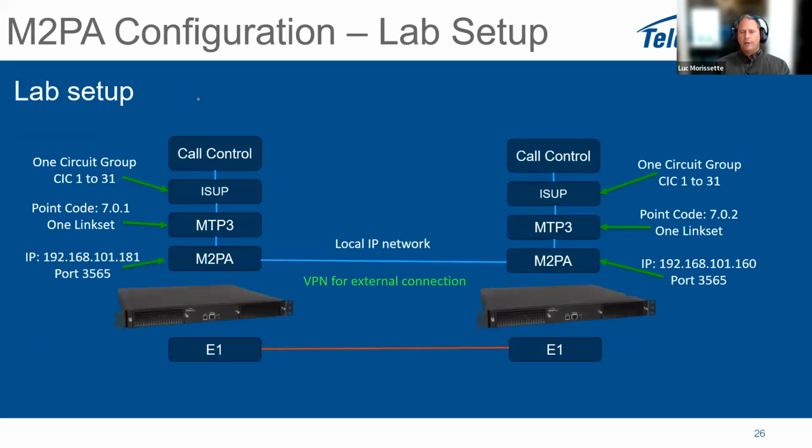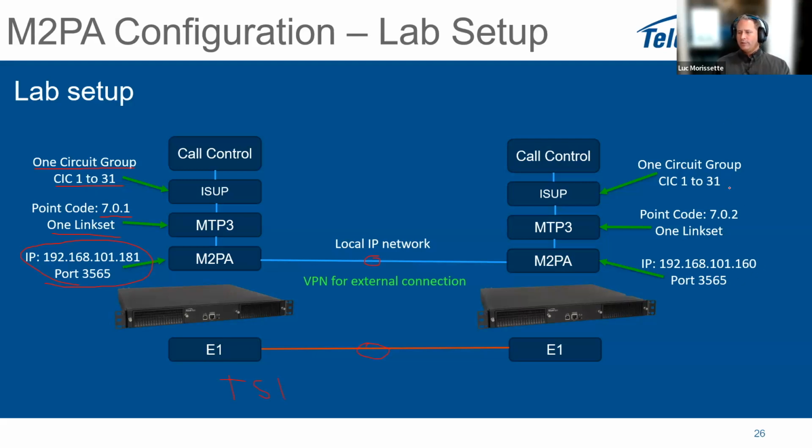So if I just show the lab setup here, I have two systems like this connected together. The first system has an M2PA link using the IP 181. It has only one link set because I have only one M2PA link here. And I'm using the point code 701. And I have one circuit group configured here with 31 CICs because it's an E1 I have here. And these CICs are matched one-to-one to this E1. So CIC 1 will be time slot 1 on this E1.